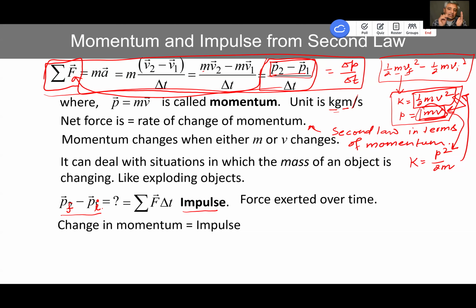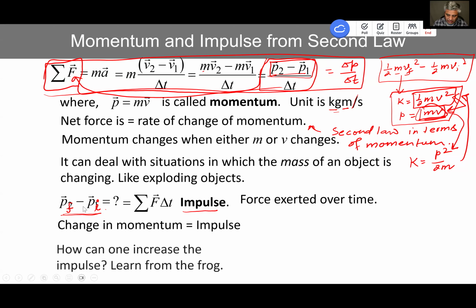Remember, change means later minus previous, right? There are several different ways we can write that. P2 minus P1 is one, or PF minus PI is another one.